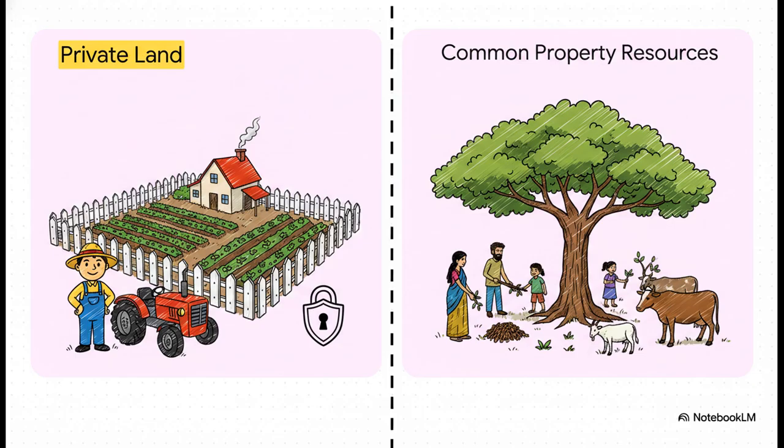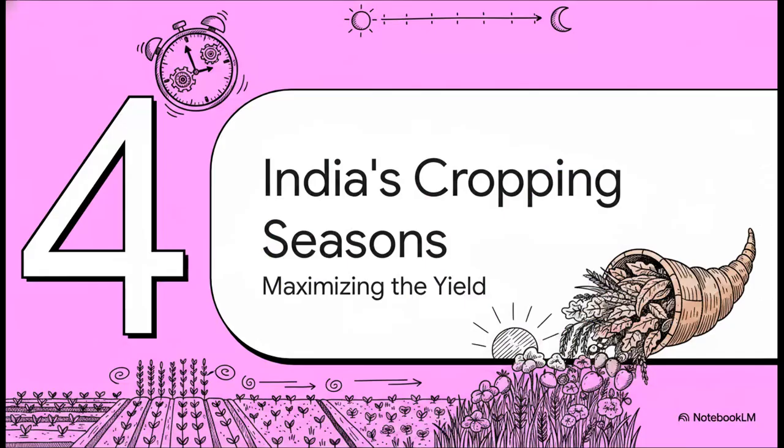They provide essential community fodder for livestock, fuel for households to cook with, and minor forest products like medicinal plants and nuts. Without CPRs, the poorest segments of the rural population would literally not survive. Which brings us to Section 4, India's cropping seasons, maximizing the yield.